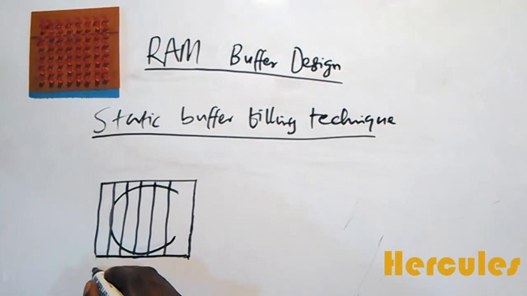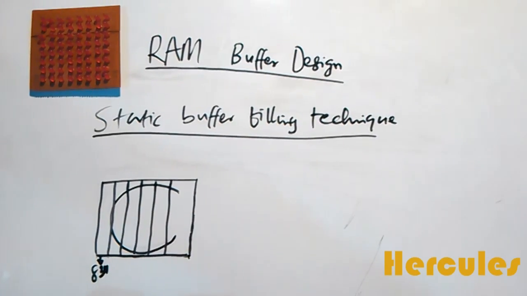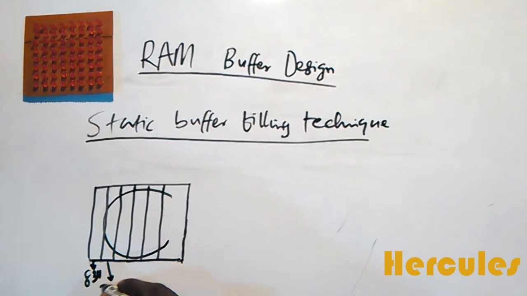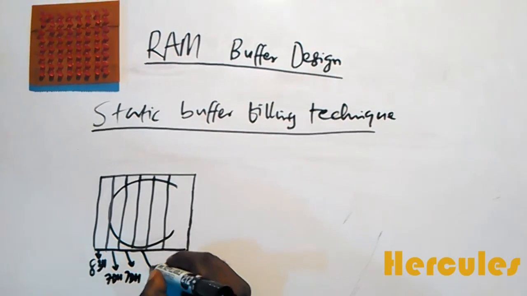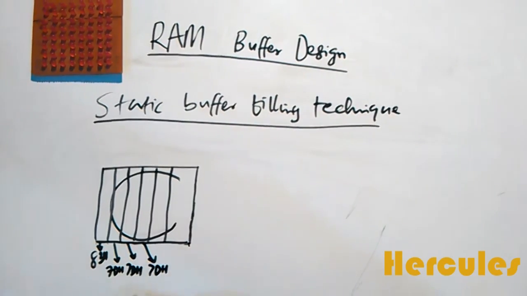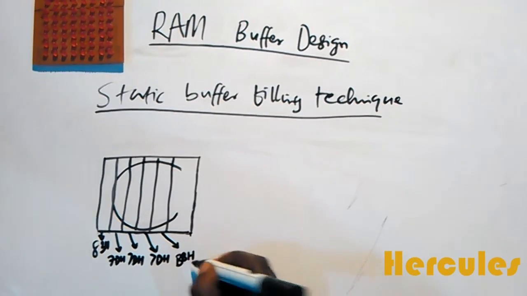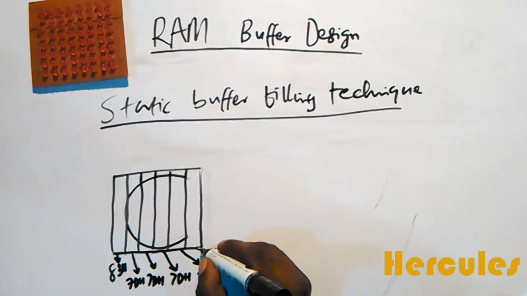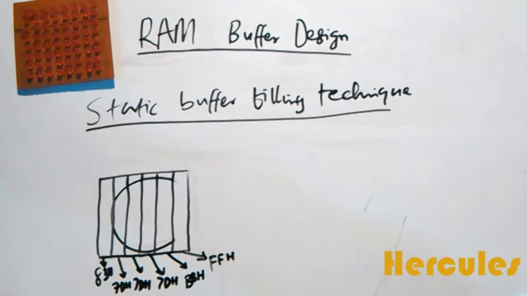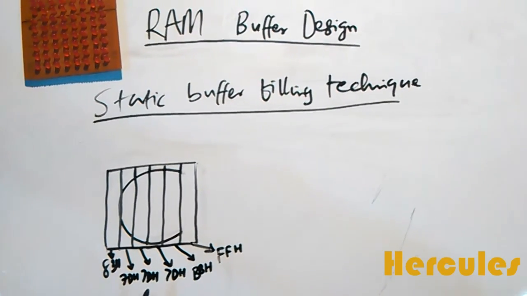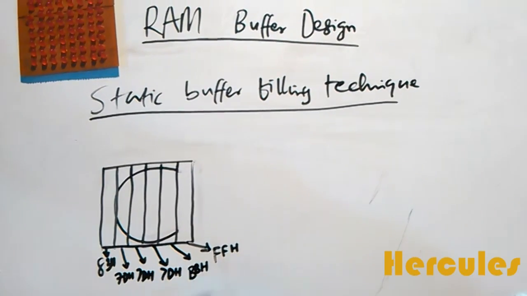So the first slice is going to be 83 hexadecimal. This next slice will be 7D hexadecimal. This one is 7D hexadecimal, 7D hexadecimal, and this is BB hexadecimal, and the last one we'll call FF hexadecimal. So we have 83, 7D, 7D, 7D, BB, FF, all hexadecimal.